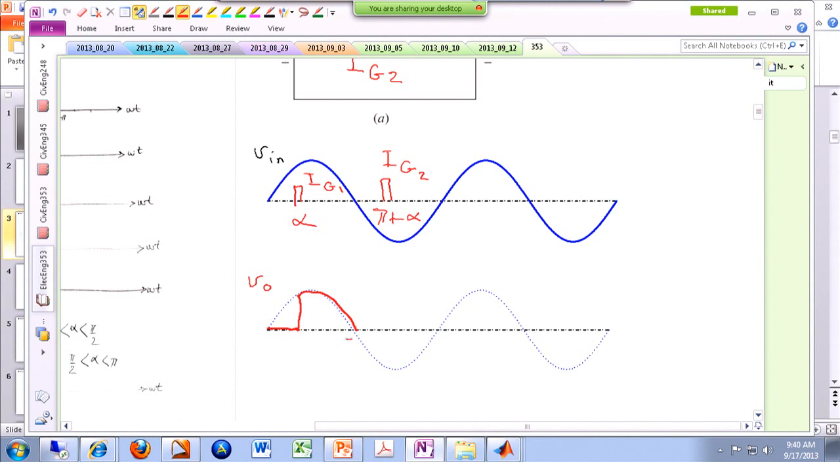At omega t equals pi, the current tends to get negative, therefore the SCR naturally turns off, and then again nothing is happening here until we trigger the bottom SCR, SCR number 2, and again the same mechanism happens. Again, when that SCR is turned on, the input voltage and output voltage are the same, so the output voltage will be negative.